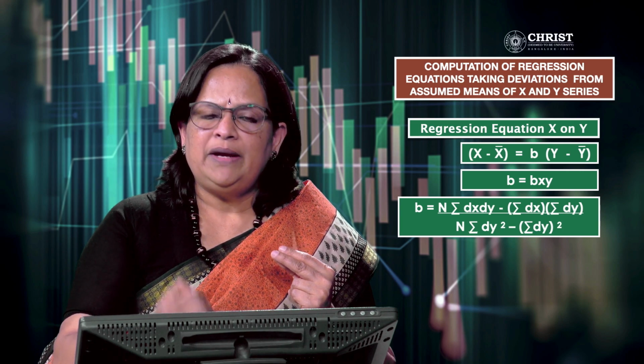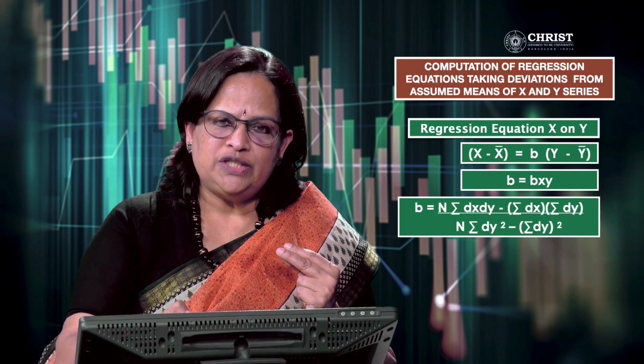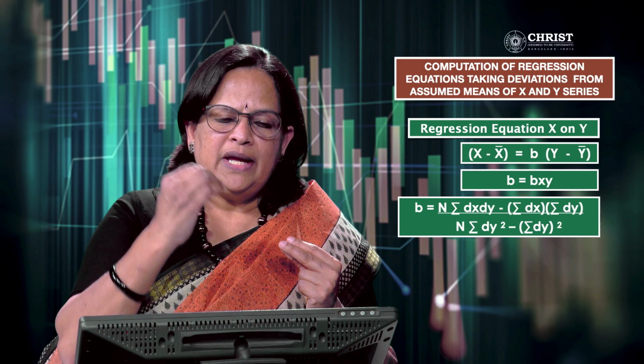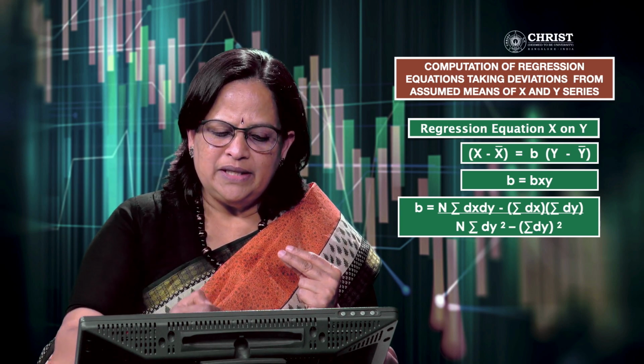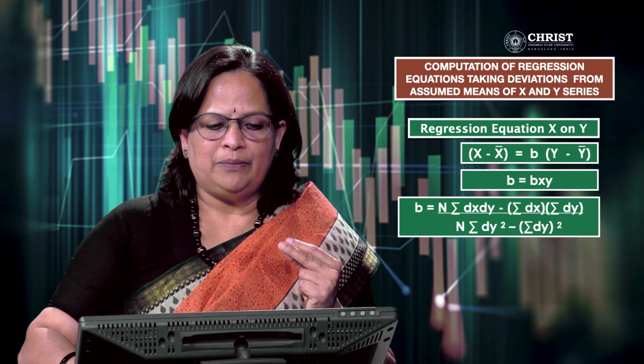So you know that there are two regression equations. Regression equation x on y, that is, x minus x bar is equal to b into y minus y bar, where b is denoted as bxy, that is the regression coefficient x on y. Now b is equal to n sigma dx dy minus sigma dx into sigma dy divided by n sigma dy square minus sigma dy the whole square.